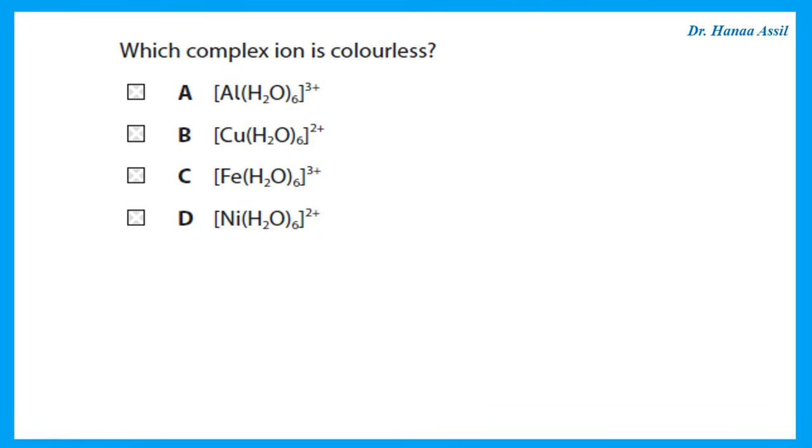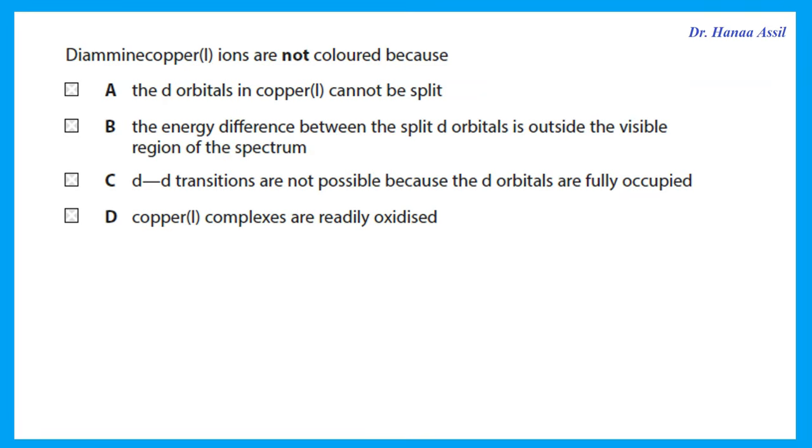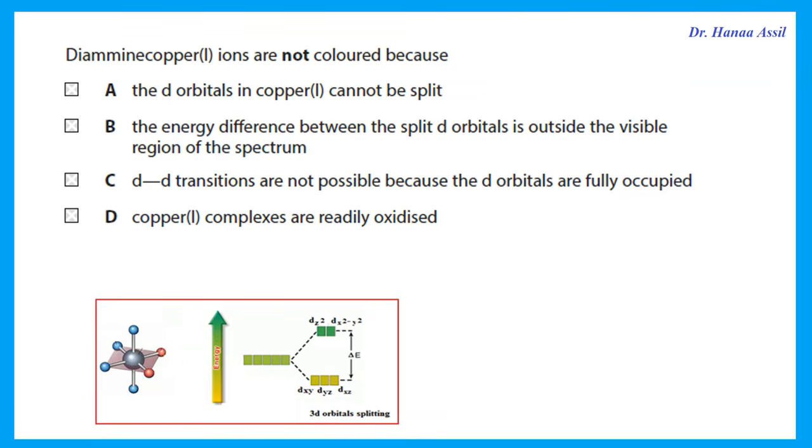Which complex ion is colorless? Remember, first of all, to be colored in the first place, it must have a transition element. So if it has aluminium, which is in group 3, it cannot be colored. The others have colors, and we will talk about that. The copper water complex, copper 2 plus, is blue, the iron 3 plus is brown, and the nickel 2 plus is green. If we say the diamine copper 1 ions are not colored, again, why are they not colored?